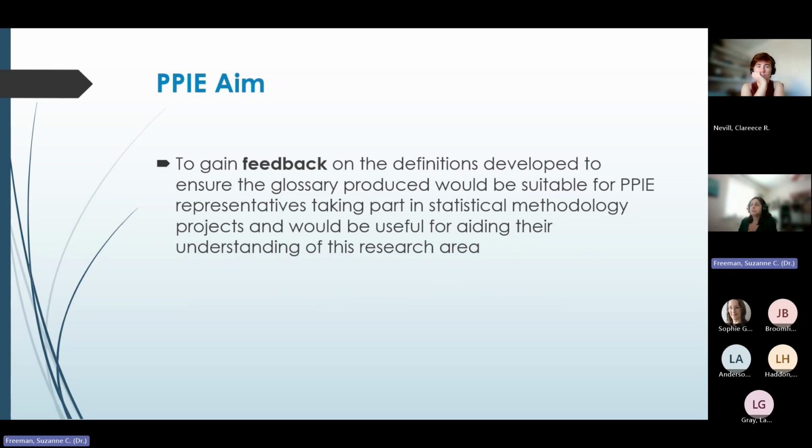So we obviously had PPIE involvement throughout this project, and the aim of that was to gain feedback on the definitions that we've developed in the glossary. We wanted to make sure that the glossary we produced would be useful going forward for patients and public representatives taking part in statistical methodology projects, and really about aiding their understanding of the research area.